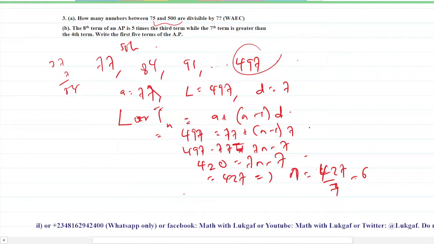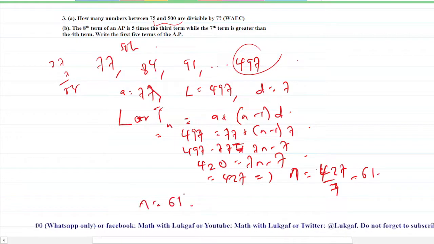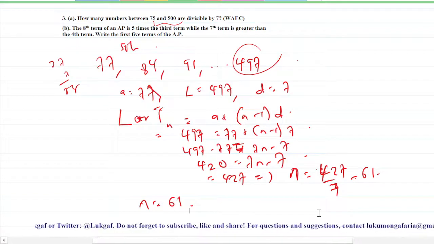That is the numbers between 75, that is, when you count them one by one, that are divisible by 7, that is 77, 84, up to 497. You can try it out. You are going to have what? You are going to have 61 of them.